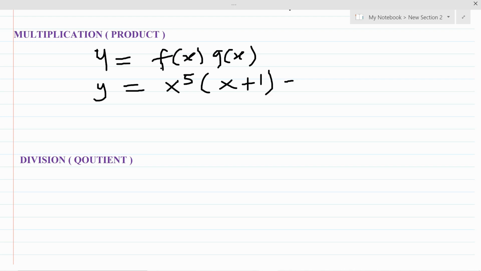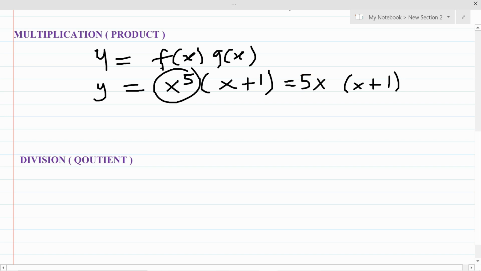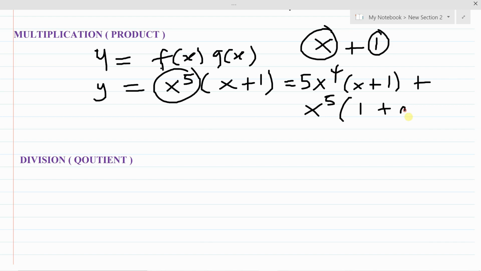The product rule is saying that first I keep the last one, which is x plus 1. Now I differentiate the first one, and that is 5x to the power 4. Then plus, I keep the first one, which is x to the power 5. Now differentiate the bracket, which is just differentiating a summation of polynomials. If I differentiate x, it will give me 1, then plus I differentiate 1, which will give me 0.